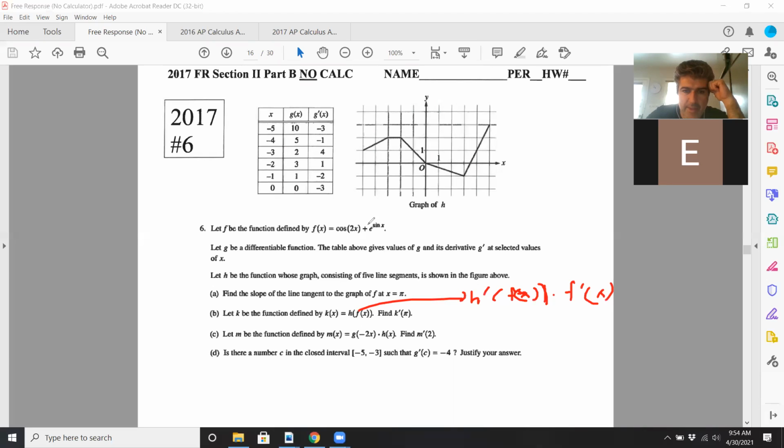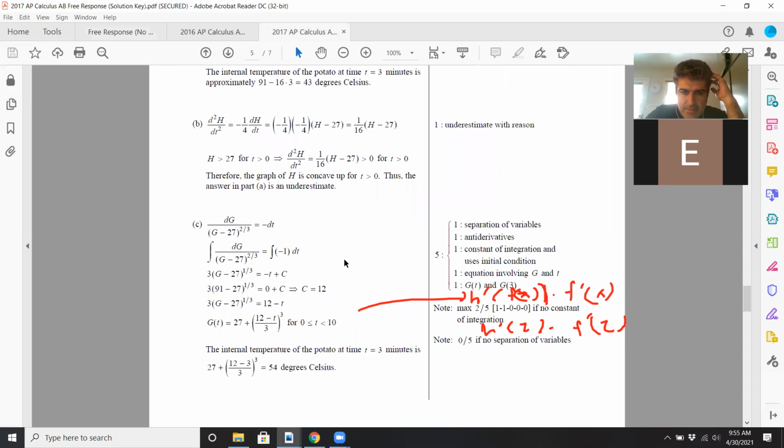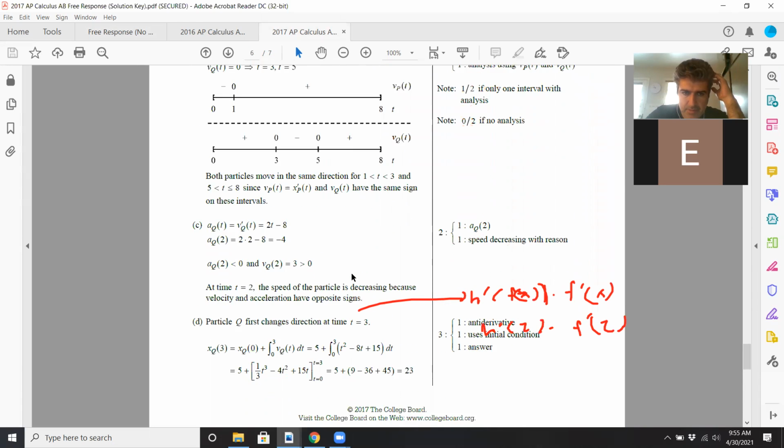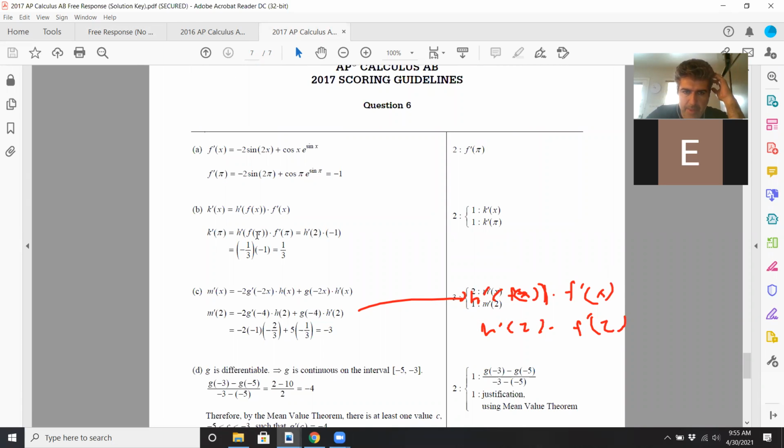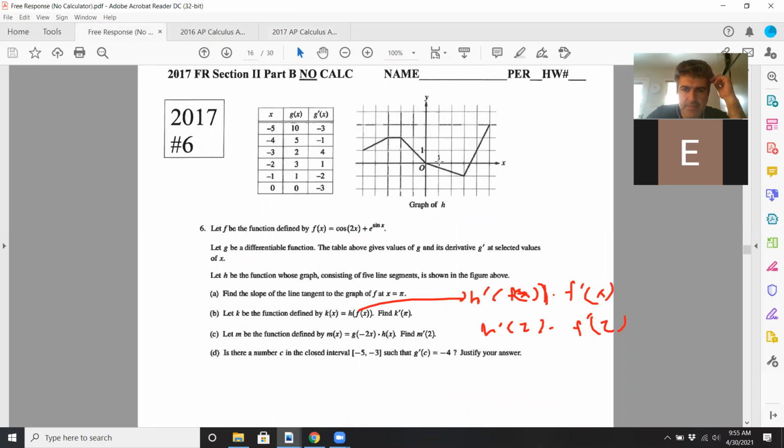That's cosine 2 pi, which is 1. Sine pi is 0, e to 0. So I think that's 2. So h prime of 2 times f prime of 2. So I do also have to figure out what f prime is. And you just work that out. Yeah, you can see they have f of pi, f prime of pi is right and doing all that work. I guess we had to find f prime for part A. So you could plug in pi into that and work that, you know, it's -1. And h prime of 2, just look at the graph. Yeah, it's definitely a slope of -1/3.